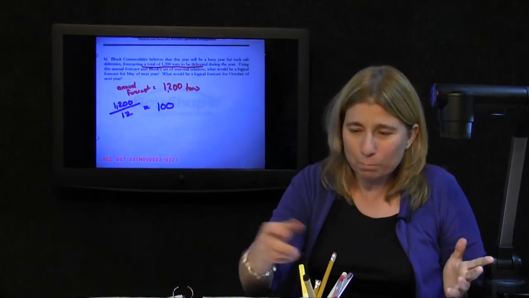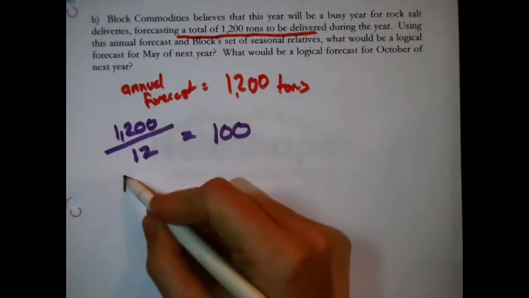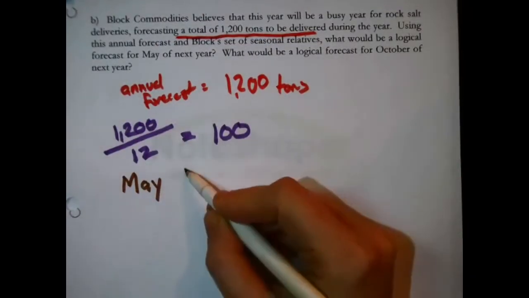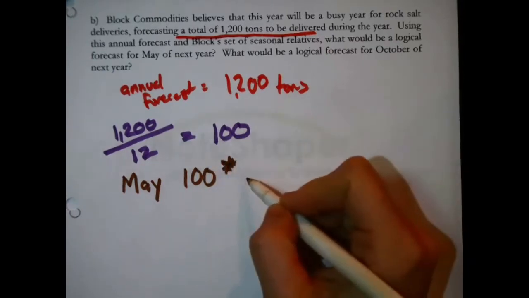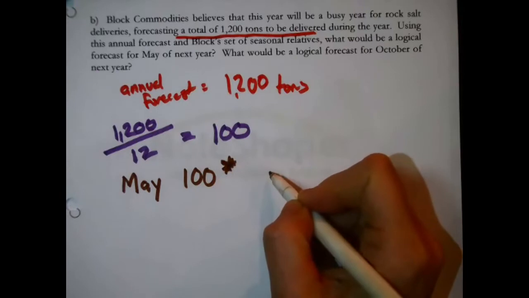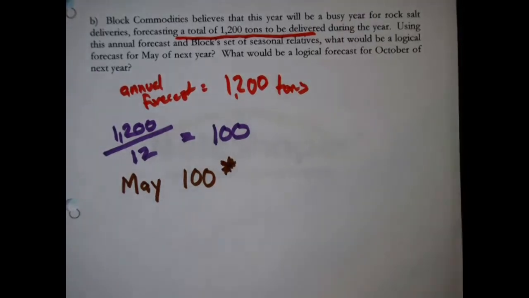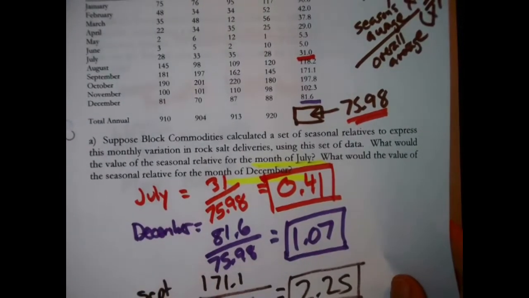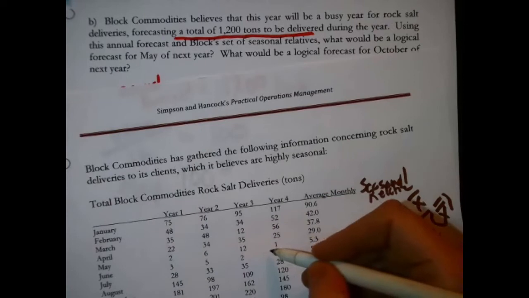We introduce the season by multiplying by the appropriate index number. Now, what month did they actually ask about? They asked about May. So we would want to take this 100 and multiply it by the seasonal relative for May. We did one for July, December, and September. We didn't do one for May, but we could do that pretty fast.